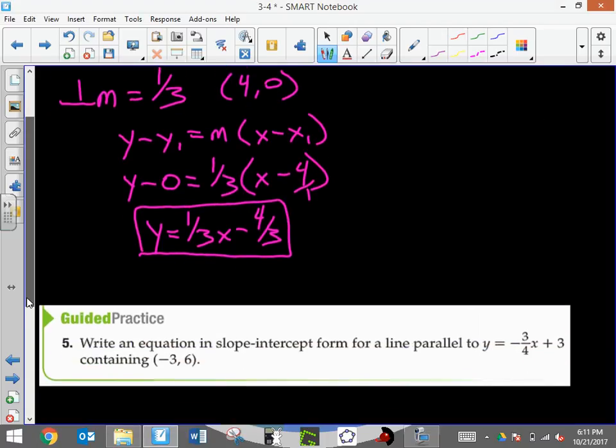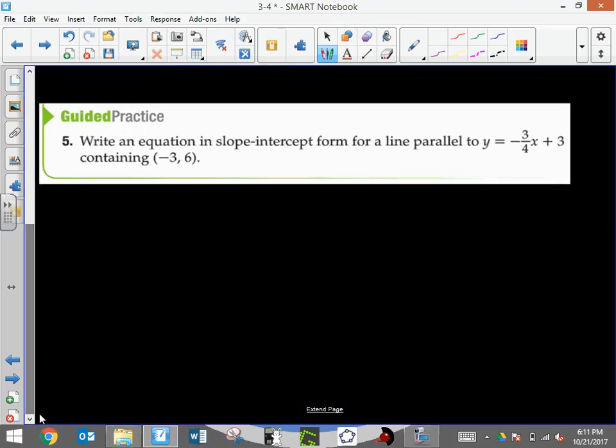The one on the bottom is dealing with parallel lines. So it says write an equation in slope-intercept form for a line parallel to that line, and it has to go through the point (-3, 6). Well, just like before, we have to find our slope, but this time, since it's parallel, I know that parallel lines have exactly the same slope. So the slope of this line is -3/4, so m equals -3/4, and I want it to go through the point (-3, 6).